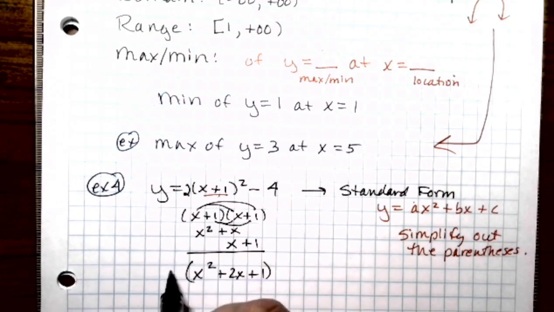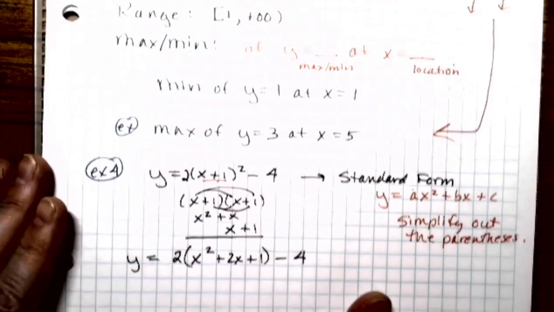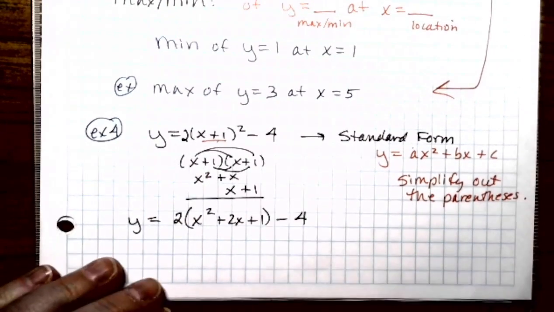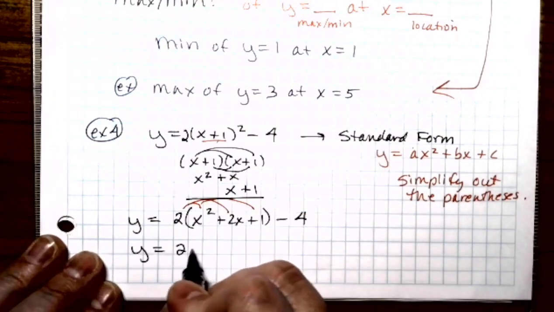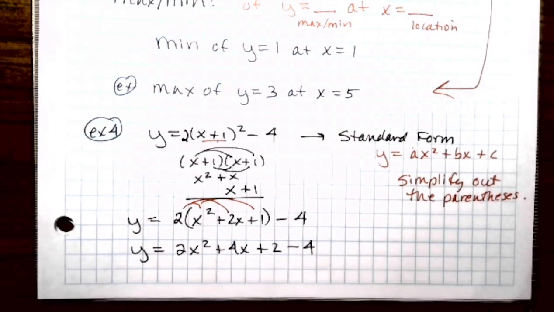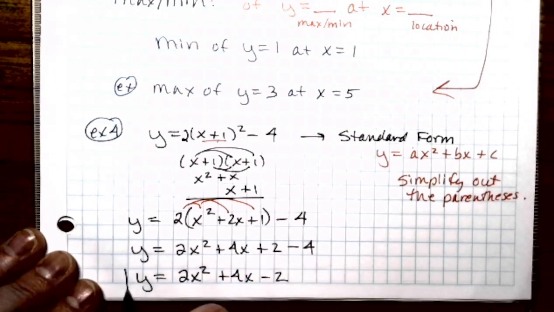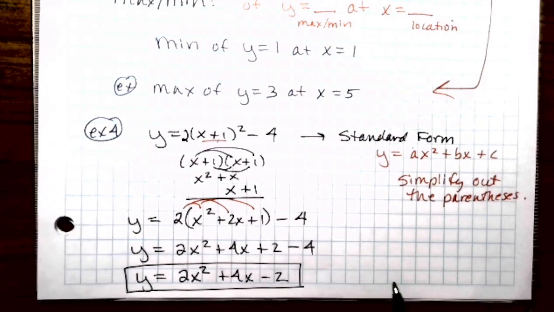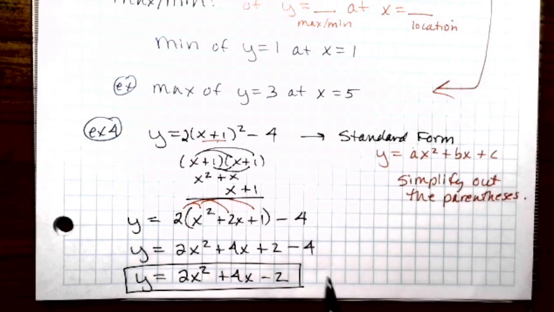Now, we just squared it, so the 2 is still in the front, and the minus 4 is still at the back. So once you square it out, now you're going to distribute the 2 through the trinomial. So y equals 2x squared plus 4x plus 2. And the last thing to do is put your two numbers together. So y equals 2x squared plus 4x minus 2, and you are now in standard form. So vertex form to standard form, multiply everything out. Standard form to vertex form, complete the square.